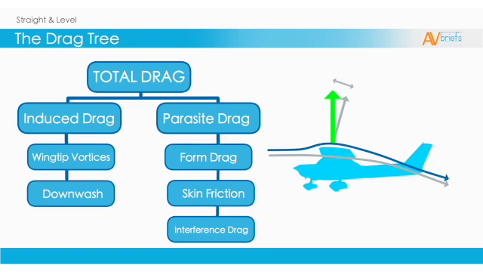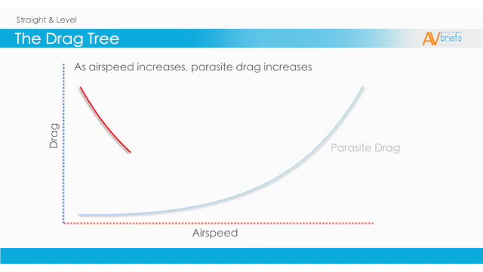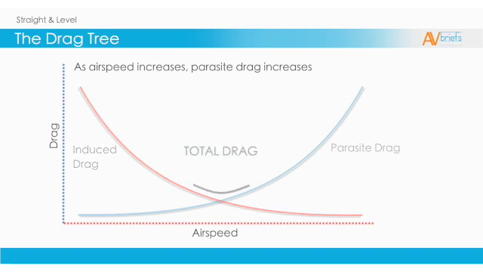We can also graph the induced drag next to the parasite drag on our drag graph. It shows us an interesting phenomena. It shows that induced drag is higher at low airspeeds. And it shows that parasite drag is higher at higher airspeeds. Together, these two types of drag give what's known as the total drag curve. Or just, the drag curve.